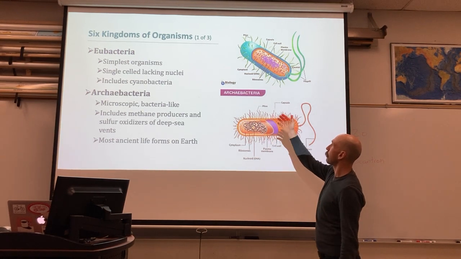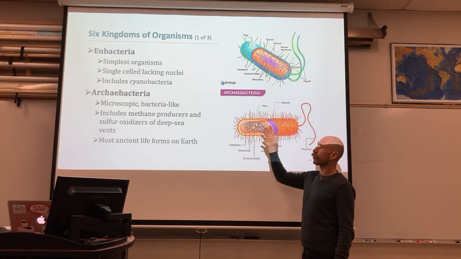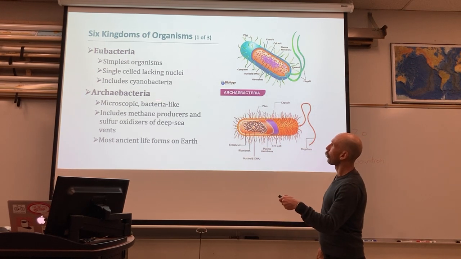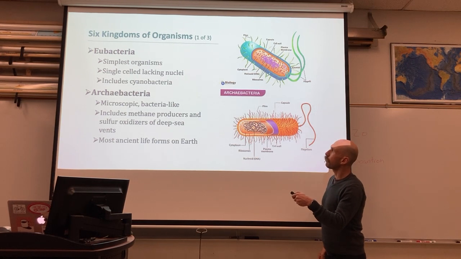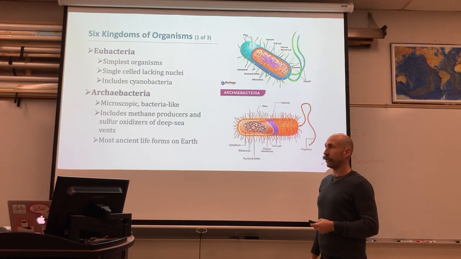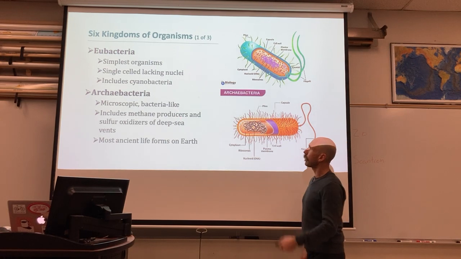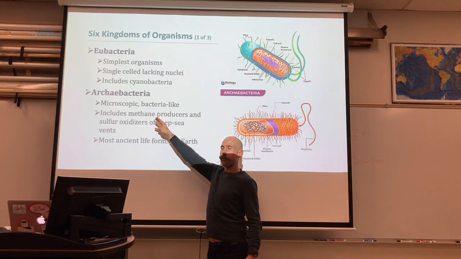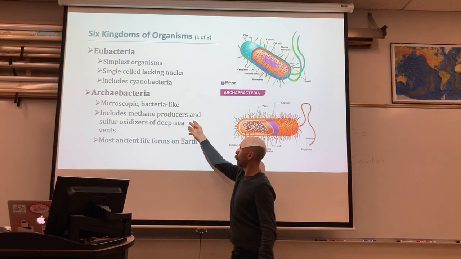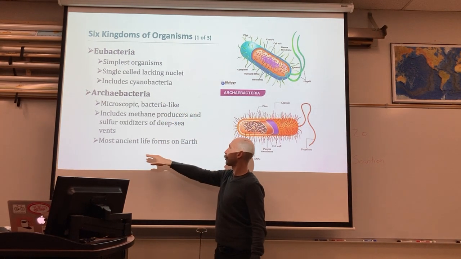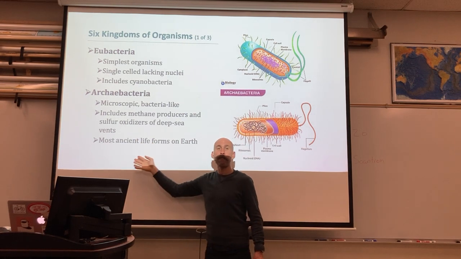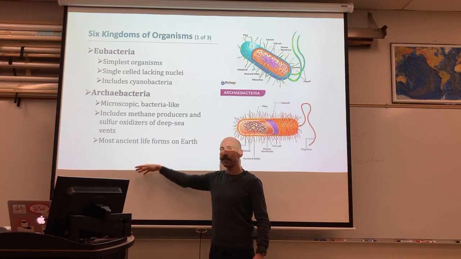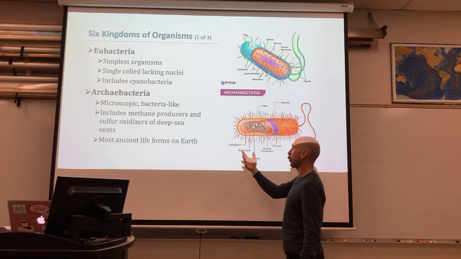So eubacteria are going to be the simplest organisms, single-celled without a nucleus, and marine species that are eubacteria are cyanobacteria. Archaebacteria are microscopic. They're bacteria-like. These are primarily at hydrothermal vents. They're methane producers and sulfur oxidizers. And it's believed that these may have been the original life forms on Earth, and they're some of the most ancient life forms on Earth that are still persisting through to today.